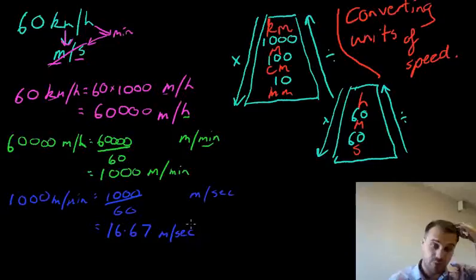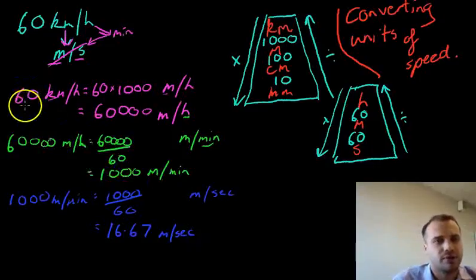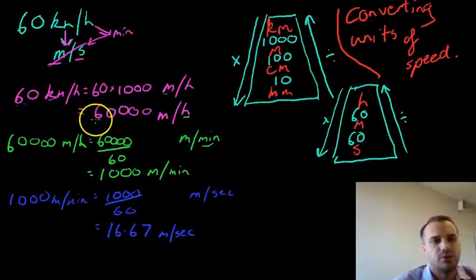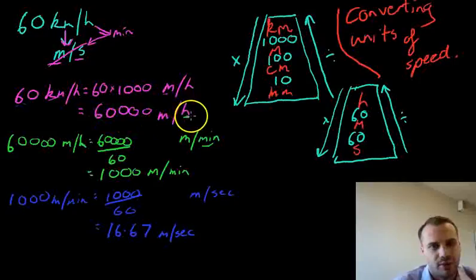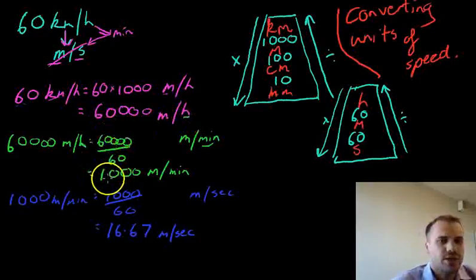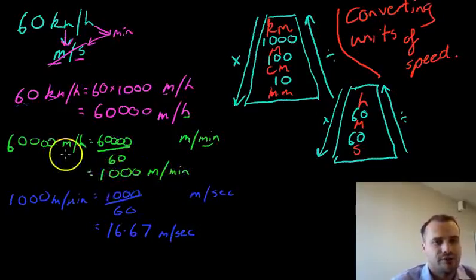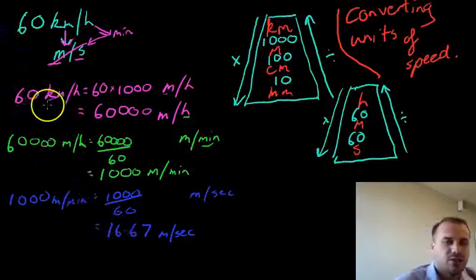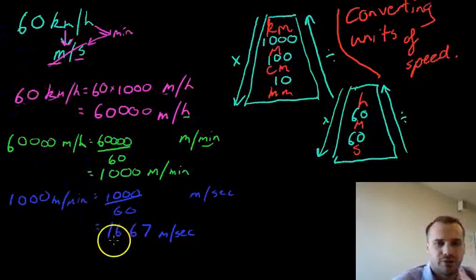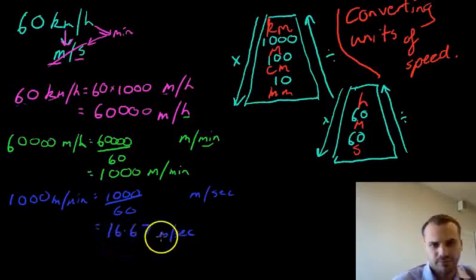Okay, so stop and think about what all this means. A car, if it's travelling down a residential street, will travel at about 60 kilometers an hour. We figured out that that's equal to 60,000 meters per hour. We could also say that it's equal to 1,000 meters per minute. And finally, the question that was asked of us, if a car is traveling at 60 kilometers per hour, that's the same as traveling at 16.67 meters per second.